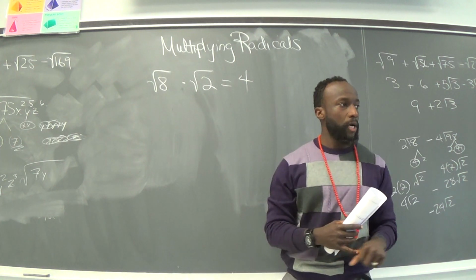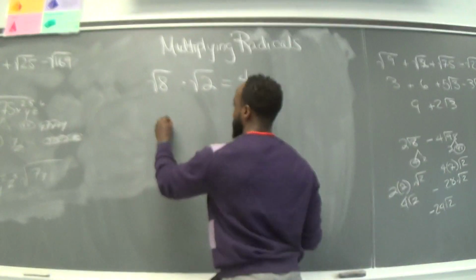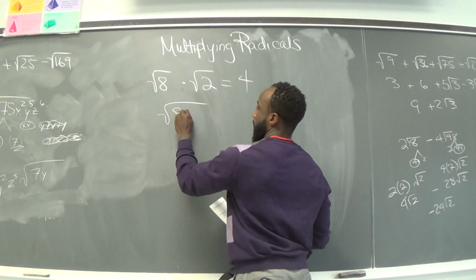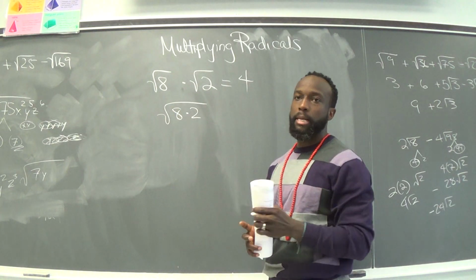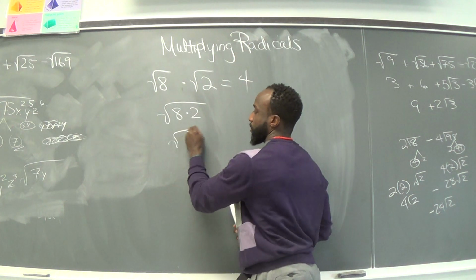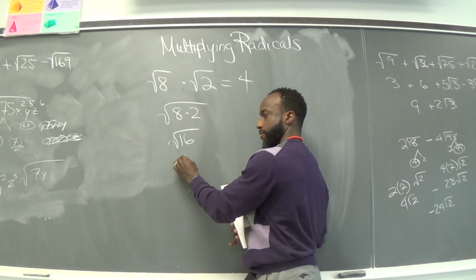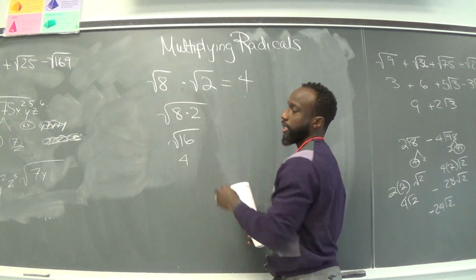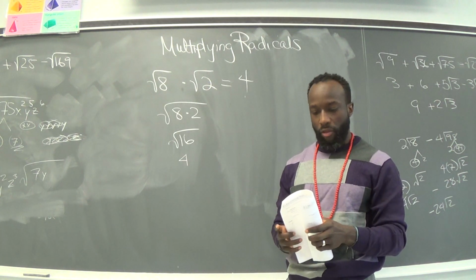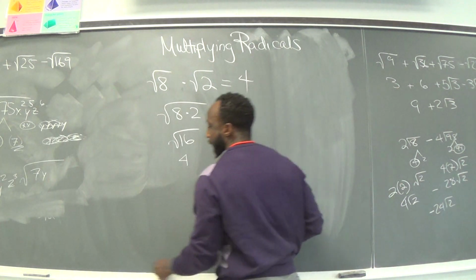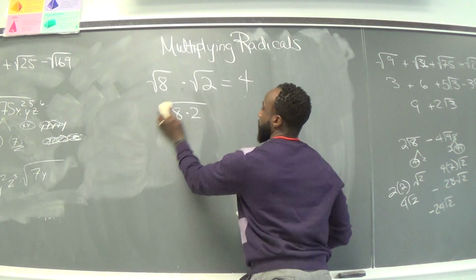So, actually what goes on here is 8 times 2. What's 8 times 2? 16. And the square root of 16 is 4. That's how you get that. Oh, okay, that makes sense. Okay? So, how to multiply radicals.